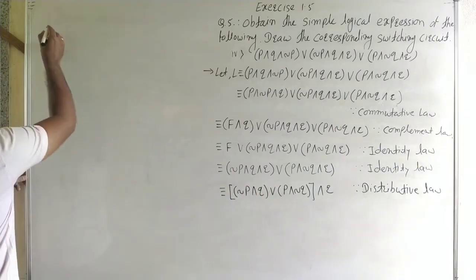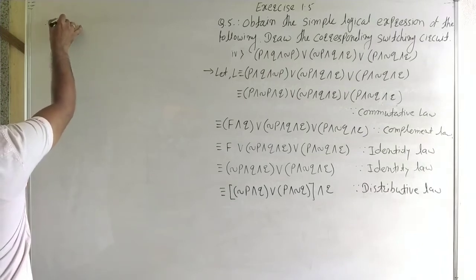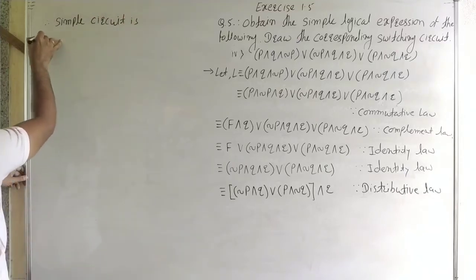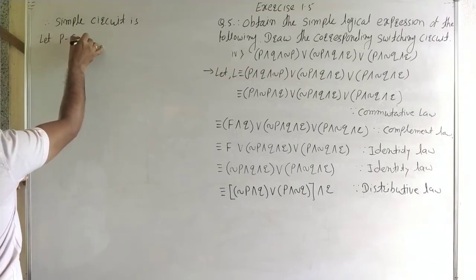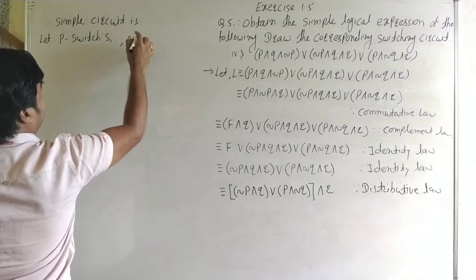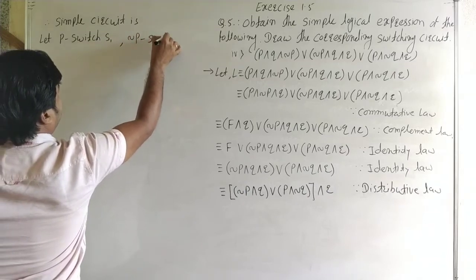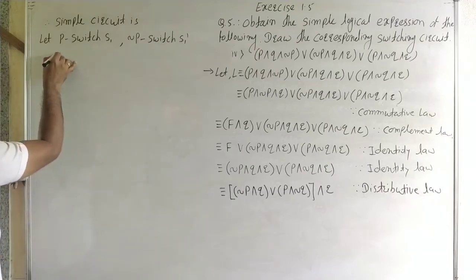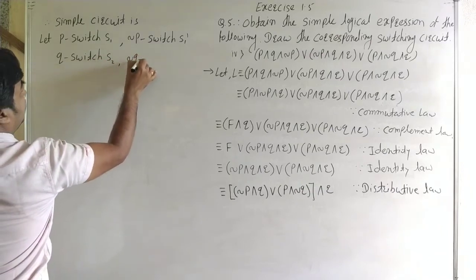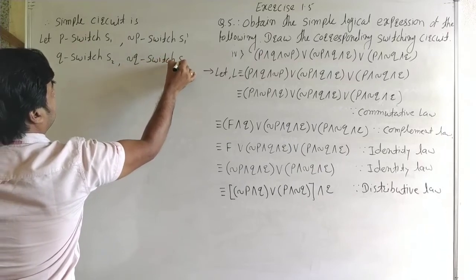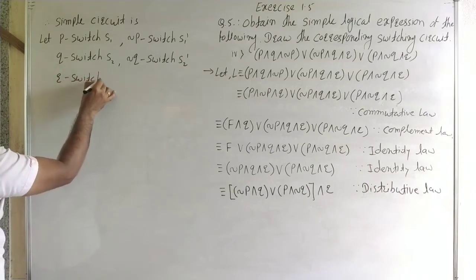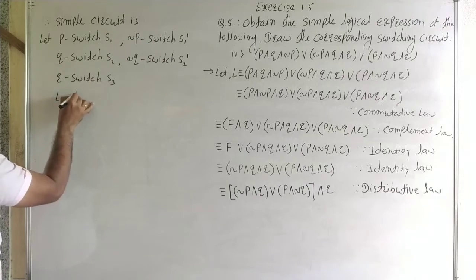Now here therefore the simple circuit. See carefully this, let the P be switch S1 and here it is negation P, switch S1 dash, then Q, switch S2, then negation Q, switch S2 dash, and R, switch S3, and it is L, it is a lamp.